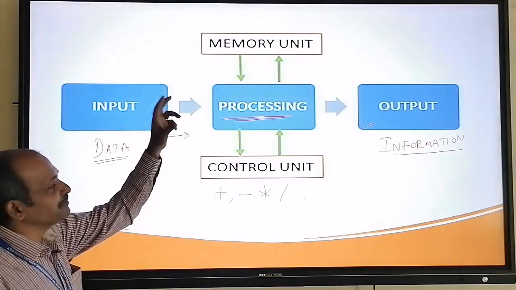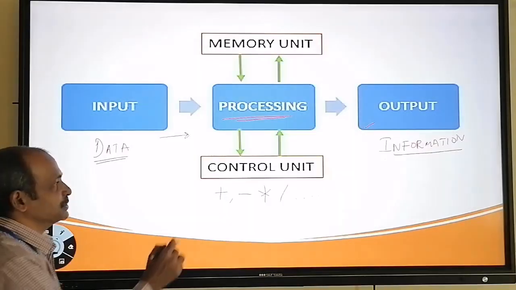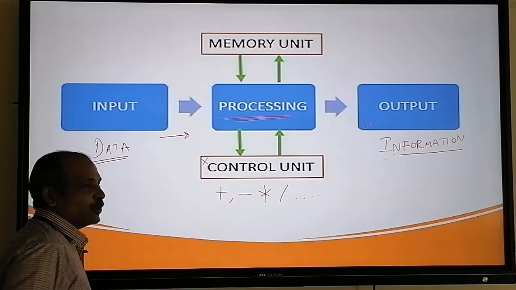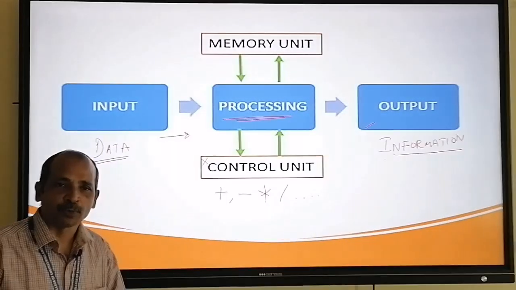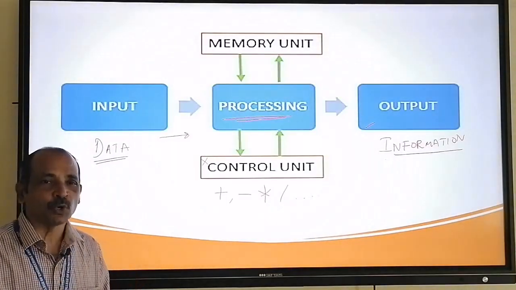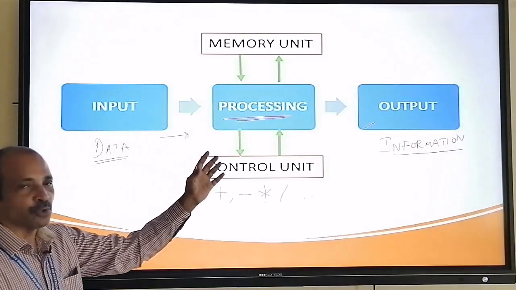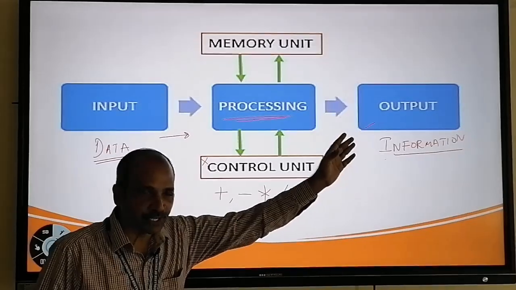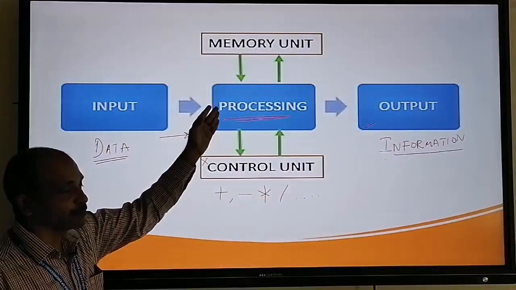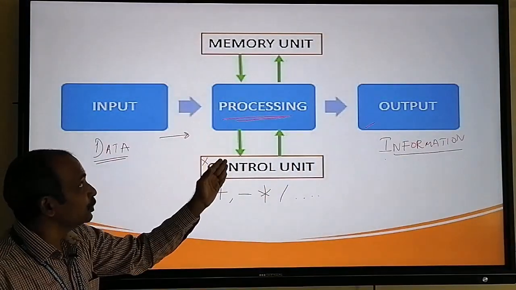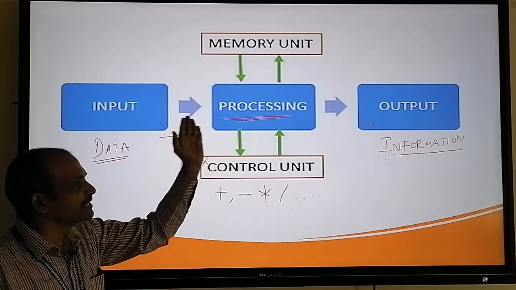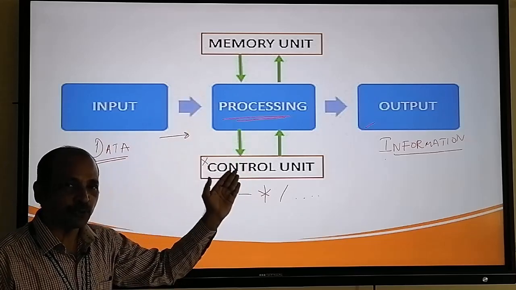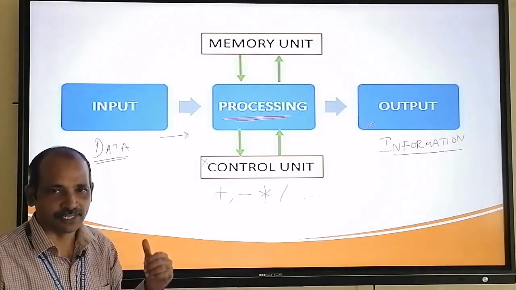In between we have another 2 components. The first one is the control unit, a very important component in a machine which controls all the units. The control unit controls the input, the output unit, the processor, and the memory unit. Everything is controlled by the control unit. We are going to discuss this in the coming lessons.